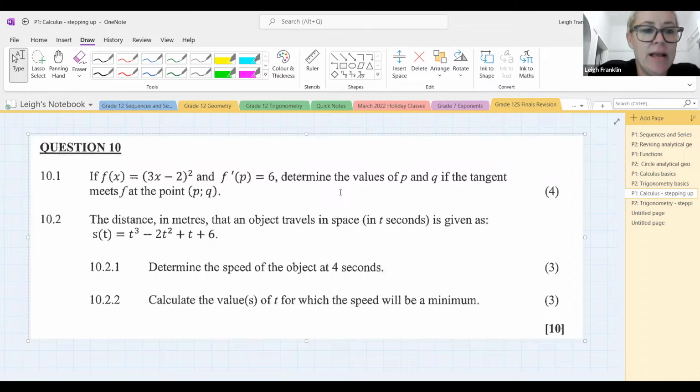Okay, so in 10.1, it tells us if f of x is equal to (3x minus 2) squared and f prime of p equals 6, determine the values of p and q if the tangent meets f at the point (p; q). All right, so f of x is what sort of function? What sort of function is f of x?